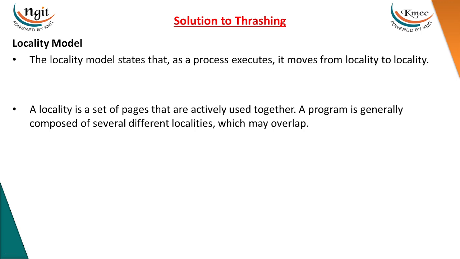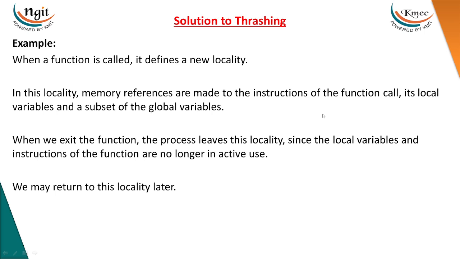What is meant by the locality model? The locality model states that as a process executes, it moves from one locality to another locality. A locality is a set of pages that are actively used together. A program consists of several different localities, which may overlap. Let's see an example of what is meant by that.